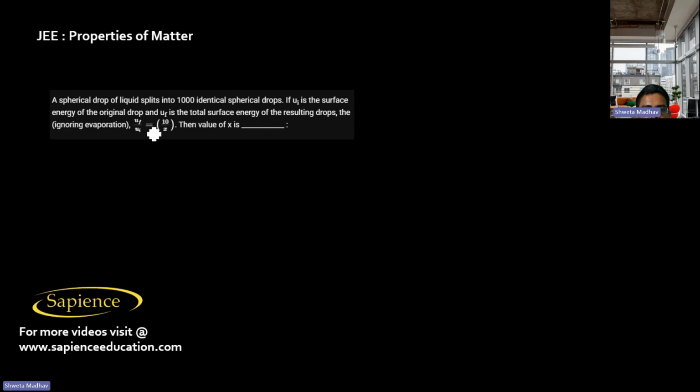And here it is told a spherical block of liquid splits into 1,000 identical spherical drops. So there is one spherical drop of a liquid that will split into 1,000 spherical drops. If Ui is the surface energy of the original drop, and Uf is the total surface energy of the resulting drops, then the Uf by Ui value is 10 by x, and the value of x is.